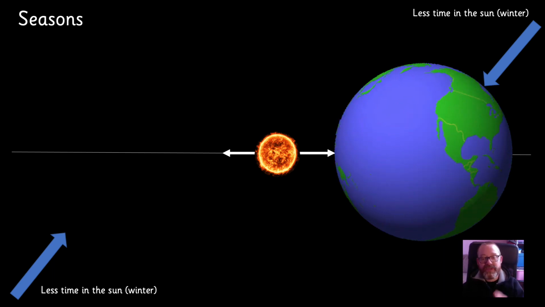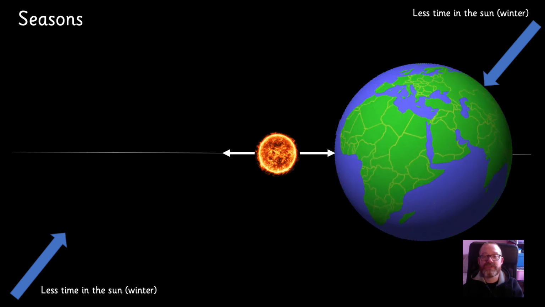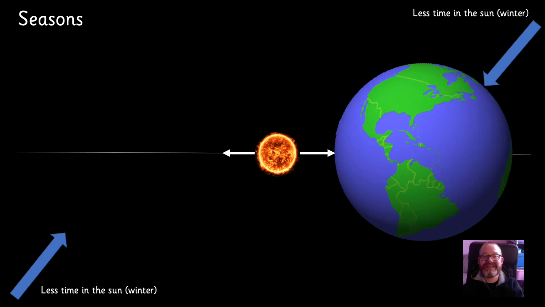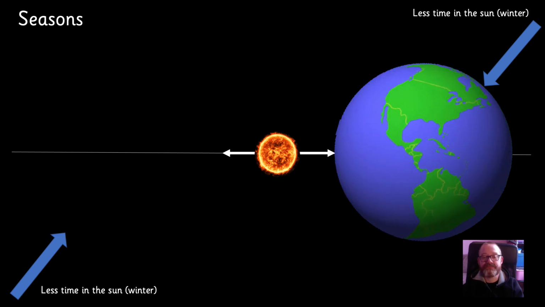Now, because the Earth is tilted in the way it is, at certain times of the year, certain parts of the globe are actually away more from the sun. So if I look at this point here, it says less time in the sun. So where this blue arrow is pointing, that part of the globe isn't getting very much sun. And so that part of the globe would be in the winter.